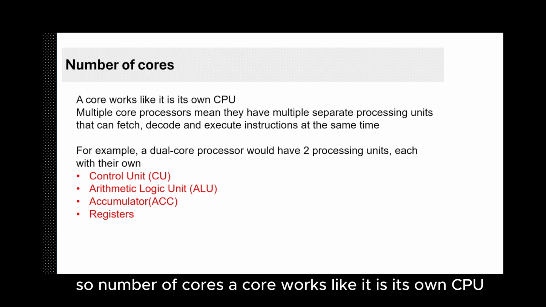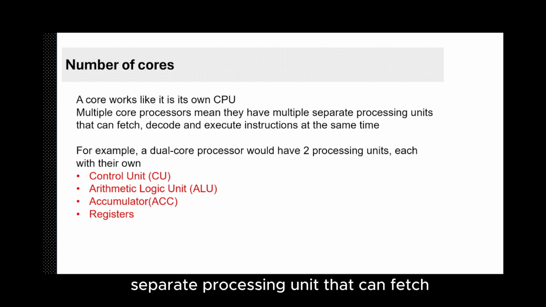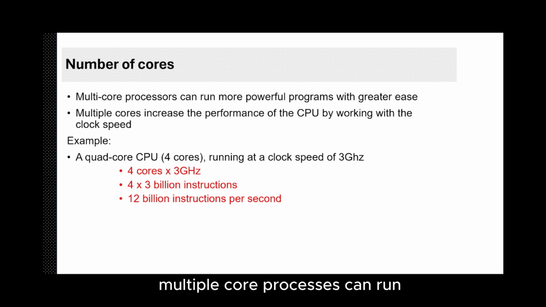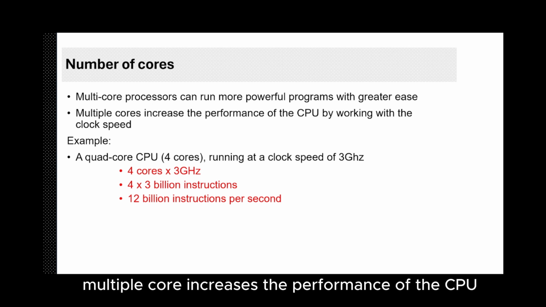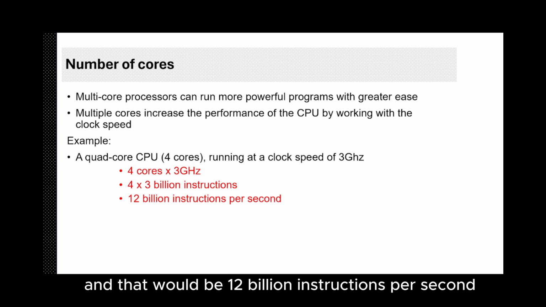A core works like its own CPU. Multiple core processors have multiple separate processing units that can fetch, decode, and execute instructions at the same time. For example, a dual core would have two processing units, which will each have their own control unit, their own ALU, own accumulator, and own registers. Multiple core processors can run more powerful programs with greater ease. Multiple cores increase the performance of the CPU by working with the clock speed. For example, a quad core will run how? It will be 4 cores multiplied by 3 billion instructions, and that would be 12 billion instructions per second.